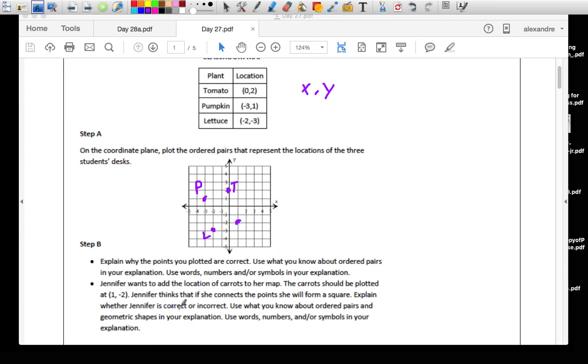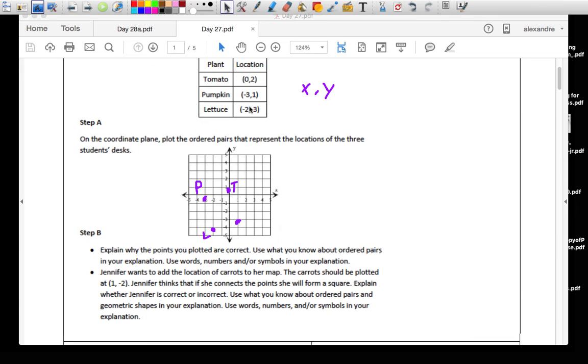You can tell. Okay. How would you explain this? Because the distances between the points are not equivalent. Remember, a square has all 4 sides being equal. Okay? And that clearly is not.